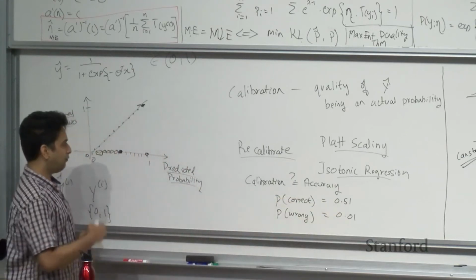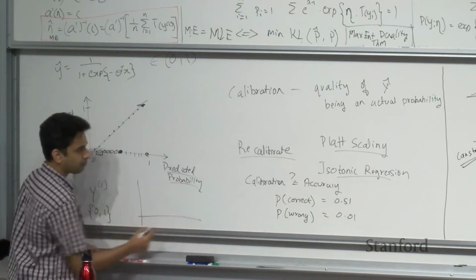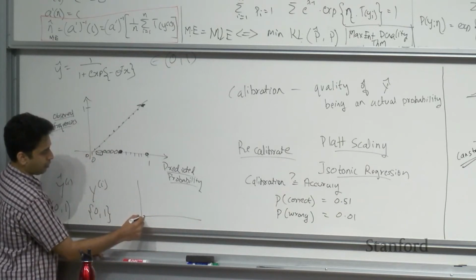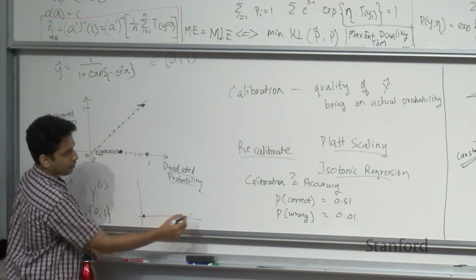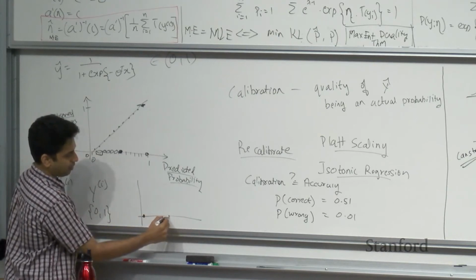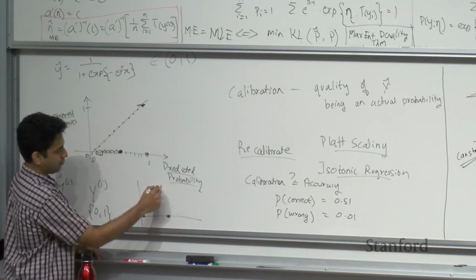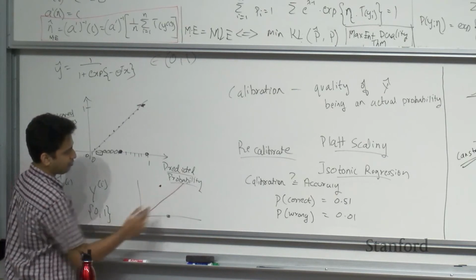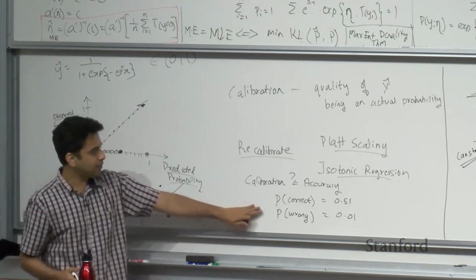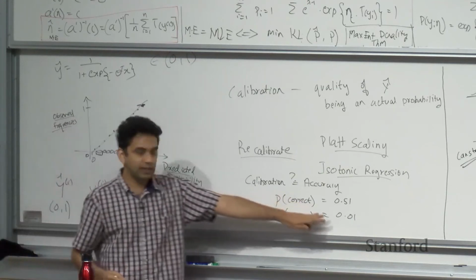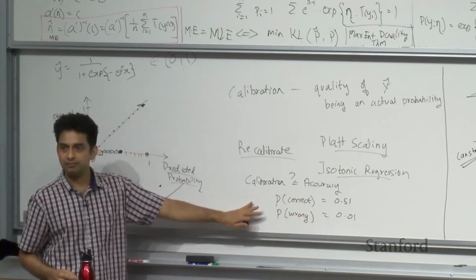It assigns a probability of 0.51 for all the correct examples and a probability of 0.01 for all the wrong examples. But if you plot the calibration plot, for all the smallest bins it will be close to here, but for all the examples that were at around 0.5, it will be here. But your calibration plot should be a straight line. So in this example, the model is perfectly accurate, but it is not calibrated.